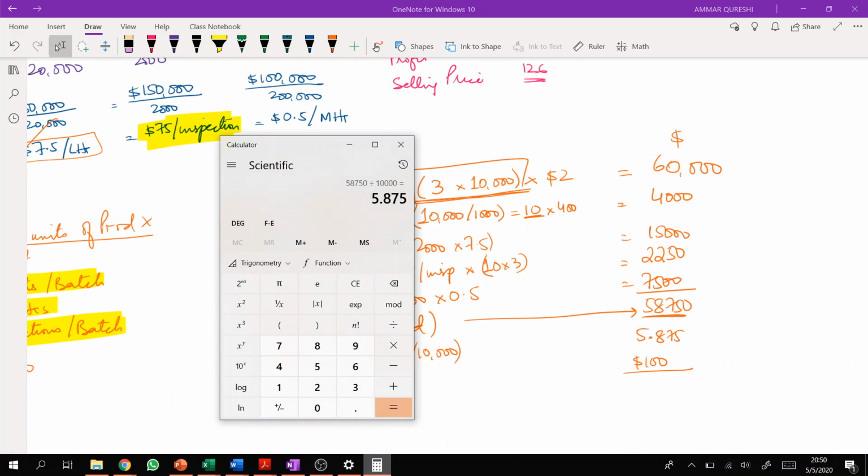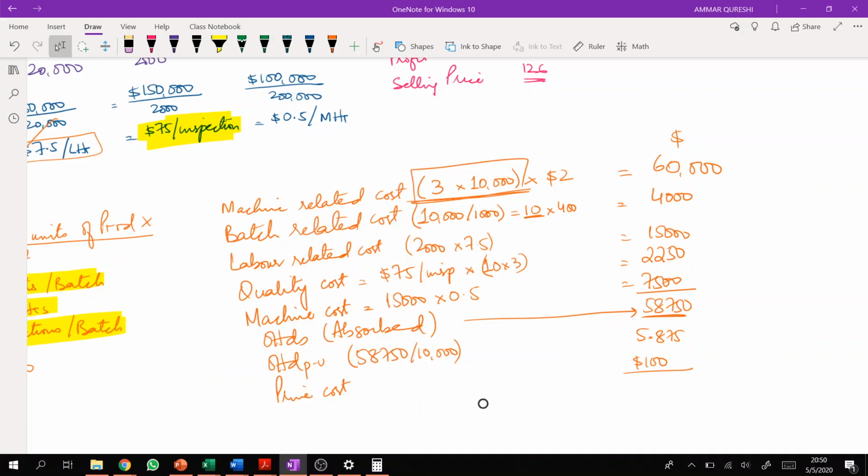58,750 plus 30,000 is 88,750. 88,750 will be 8.875 plus 100 is 108.75. So this will be the cost per unit under the activity based costing system, right?